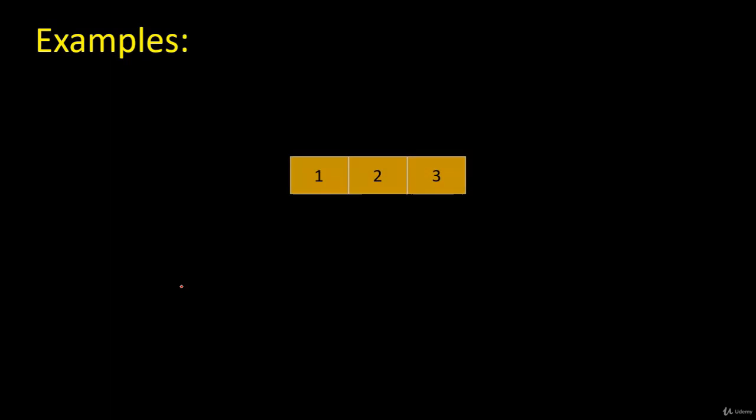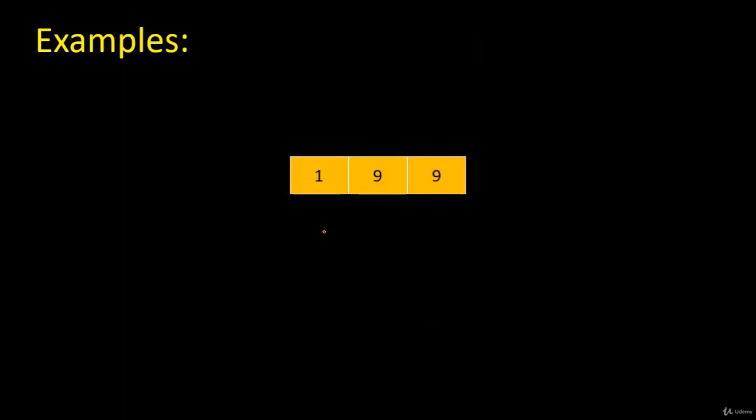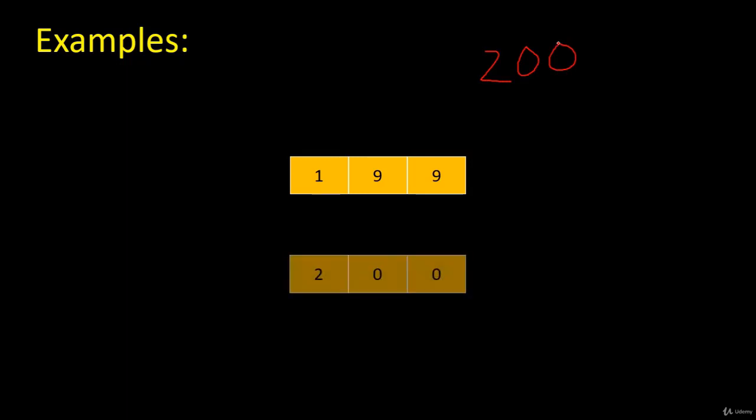For example, if you are given this particular array, if we add 1 to the integer 123 that this array represents, then it will be 1, 2, 4, because 123 plus 1 equals 124. So we have to return this array. If you are given this array, then if we add 1 to the integer 199, then it will be 200. So in this case, we have to return this particular array.